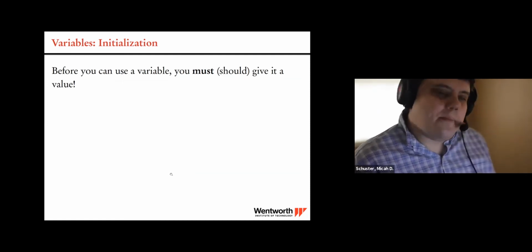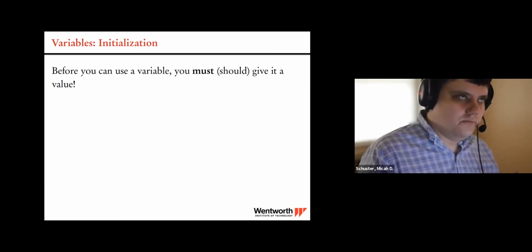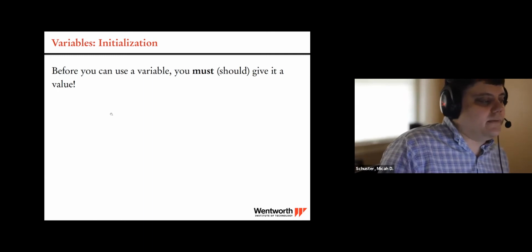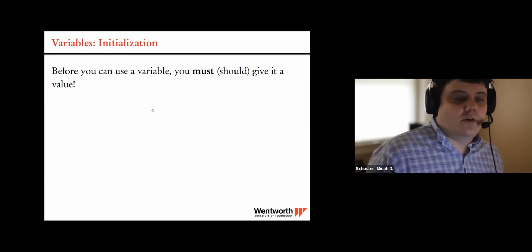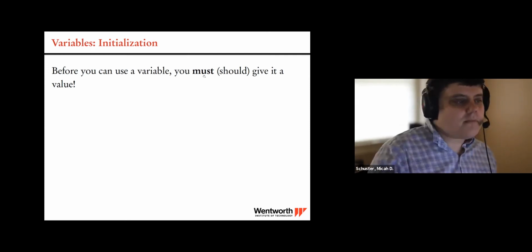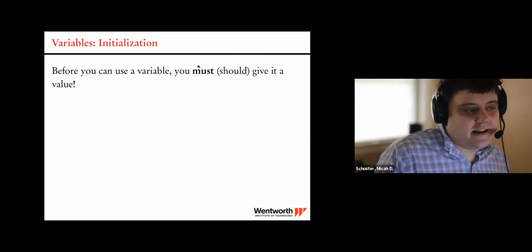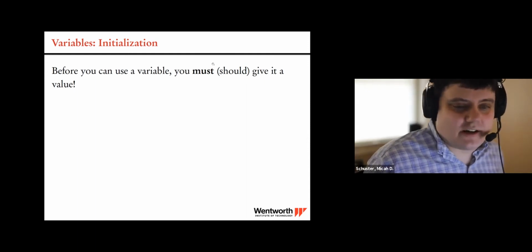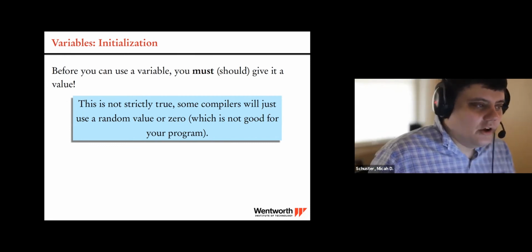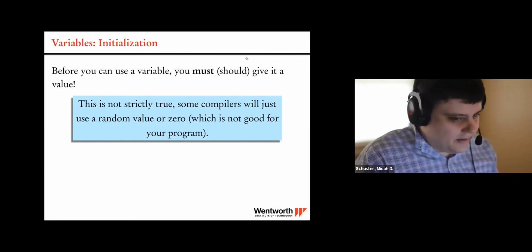There's another step to this. You don't have to do it at the same time, but it's a good idea to do it at the same time or somewhere nearby after you declare it. So before you can use the variable, you should give it a value. I sort of have must and should here. For the most part, you are going to want to give it a value, but it's not a strict rule. It's not something that Java is going to enforce. So the must here is my recommendation. The should is the Java recommendation.